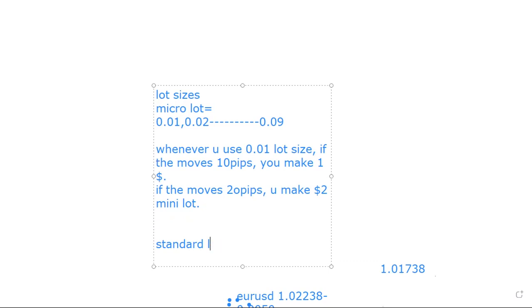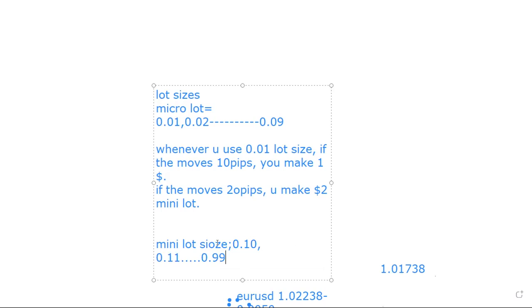That's the next one, mini. Now let me show you something. Mini lots start from 0.10. Okay, you can write it down. 0.10, 0.11, and you can go on till 0.99. So 0.12, 0.13, 0.15 are still mini. Even 0.20 is still under mini, up to 0.99. Those are mini lot sizes.